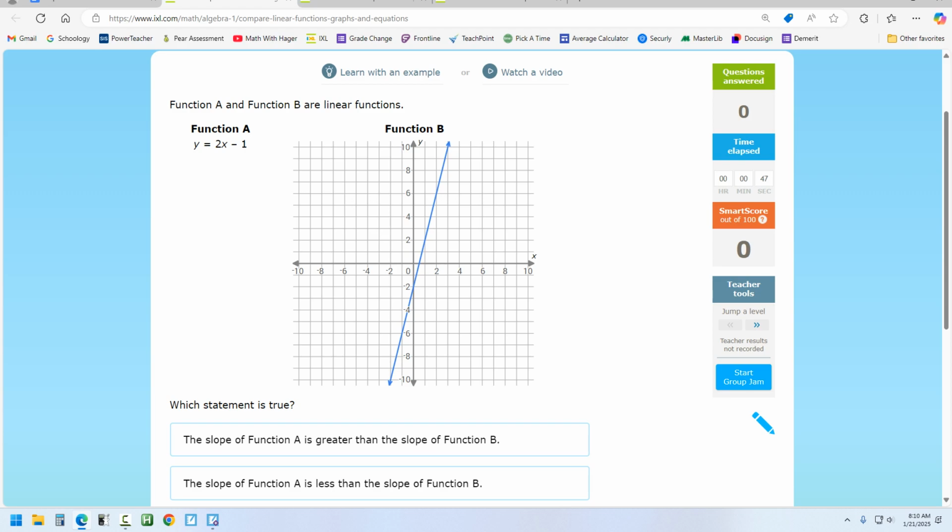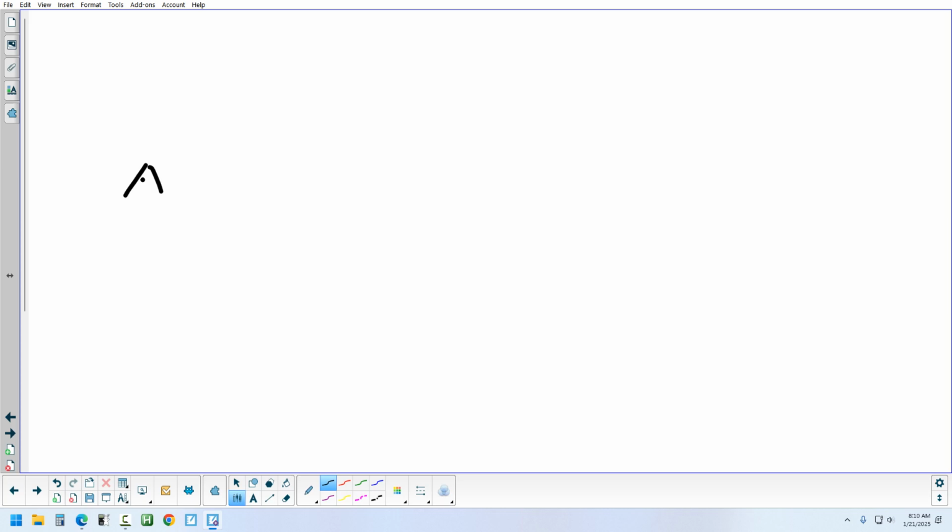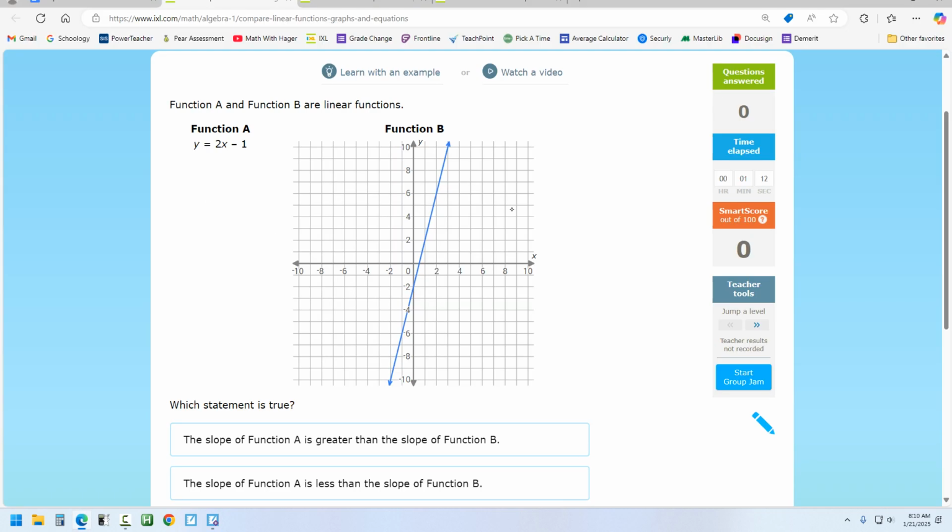Okay. Let's start with function a. Does anybody remember what number there is the slope? Is it the 2 or the negative 1? 2. It's the 2. The slope is always the number that's next to x. Okay. So I'm just going to write that down. So for A, the slope is 2. Now for B, they didn't give us an equation.